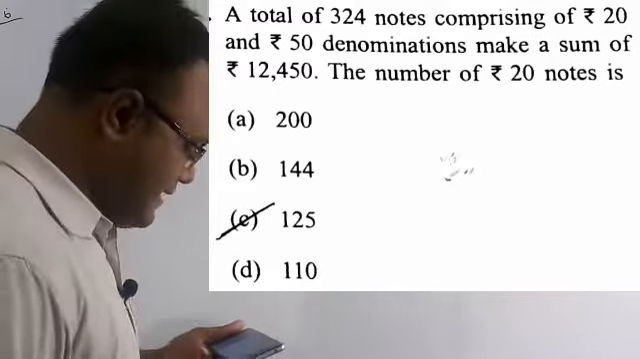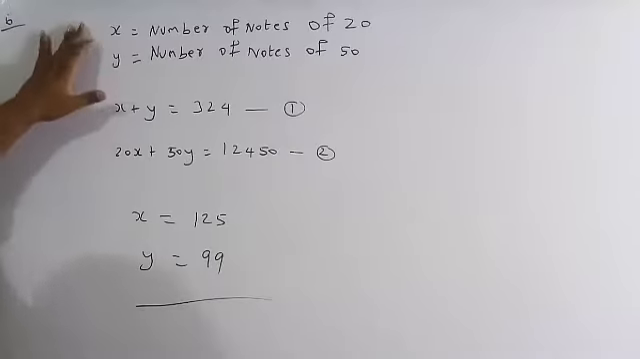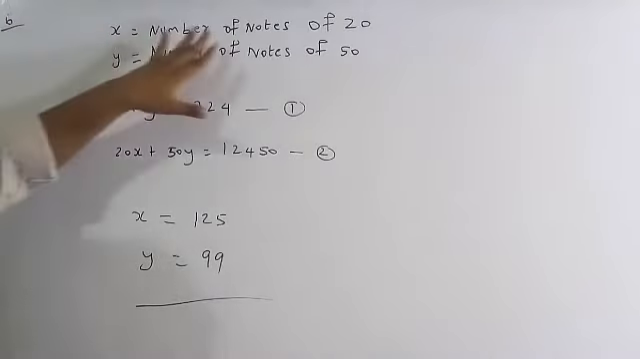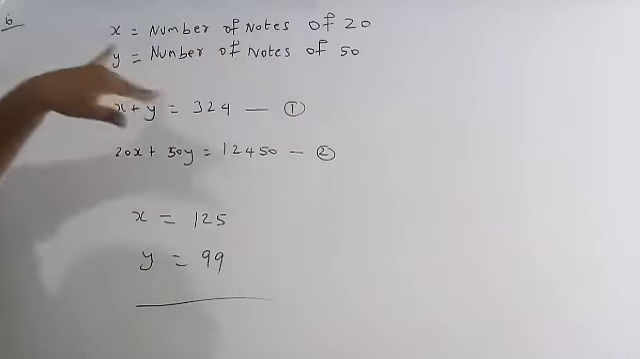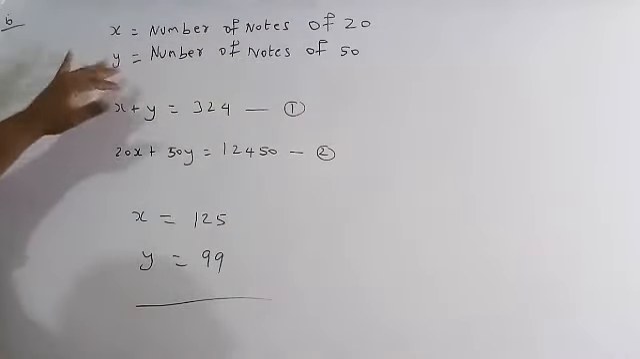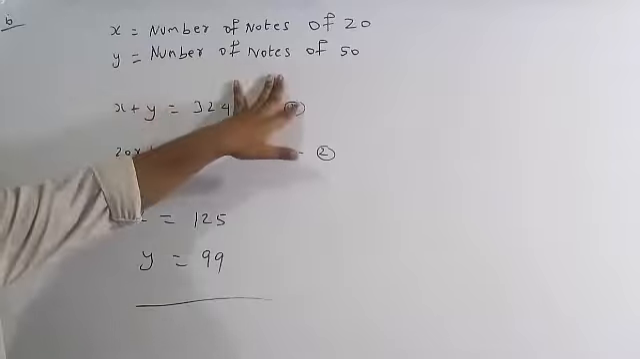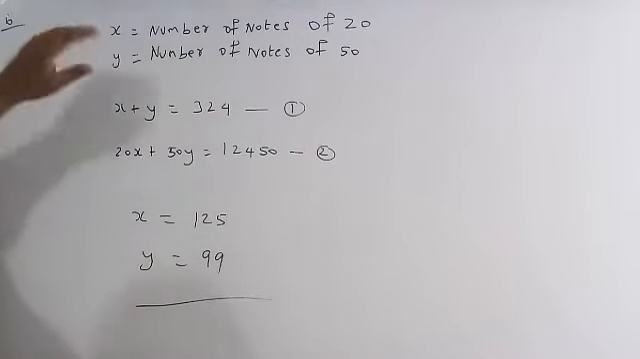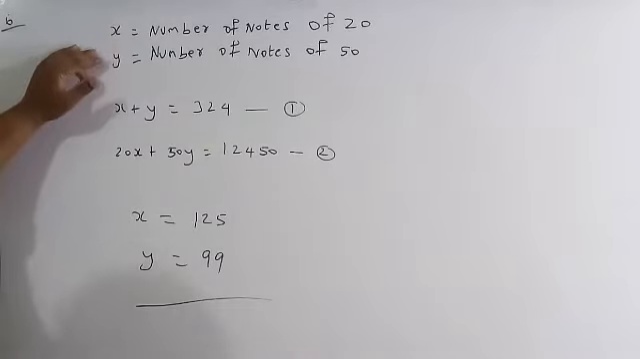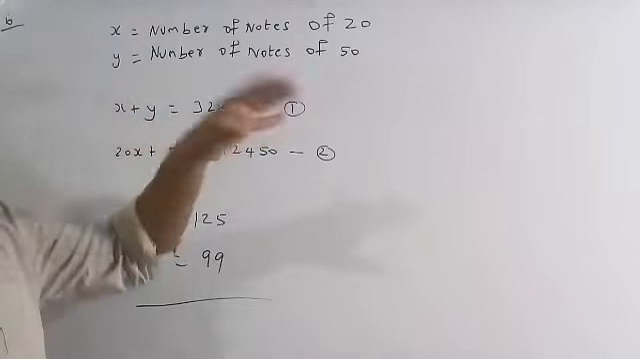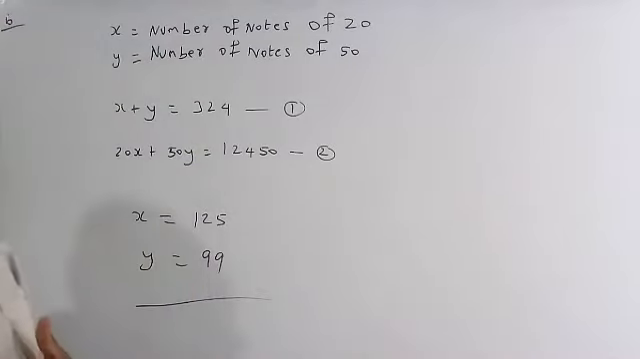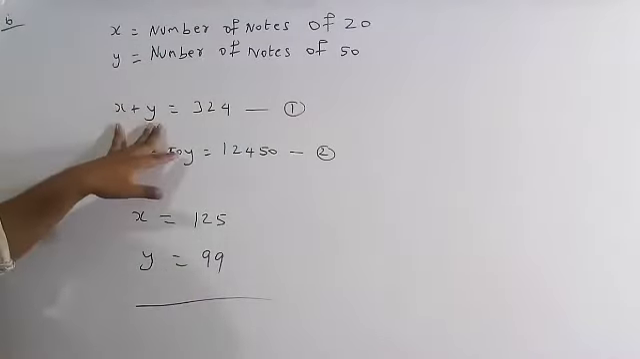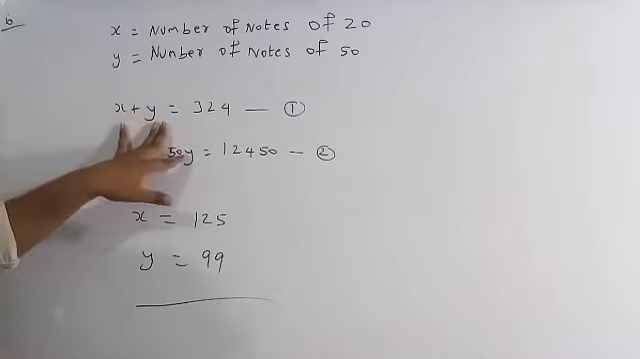Now let us solve this numerical. In this question let me assume that x is the number of notes of 20, and similarly y is the number of notes of 50, meaning y number of 50 notes are present. If the number of notes of 20 and the number of notes of 50 add together, it is 324, so there are a total of 324 notes comprising x notes and y notes. So x is the 20 notes and y is the 50 notes.